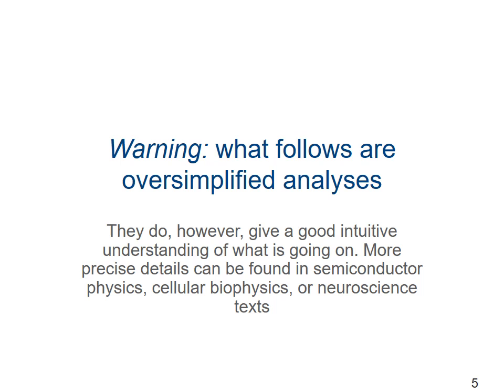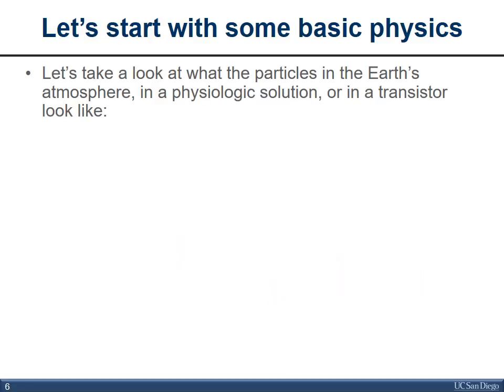Now, what follows, and there's a very clear warning here, is an oversimplified analysis. Okay, so we made a few liberties and some assumptions in the analysis, but to first order, I think this nicely explains at an intuitive level what's going on in the physics of subthreshold MOSFETs, and for that matter, cellular biophysics and neuroscience elements like neurons. So let's start with some very basic physics.